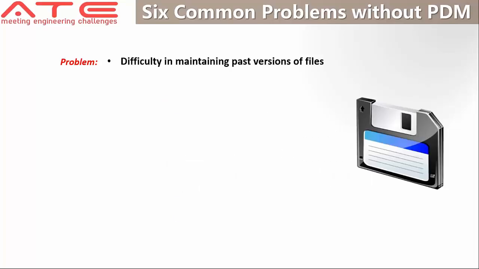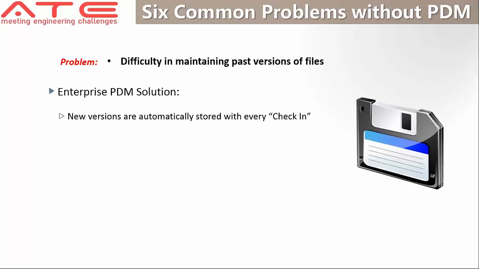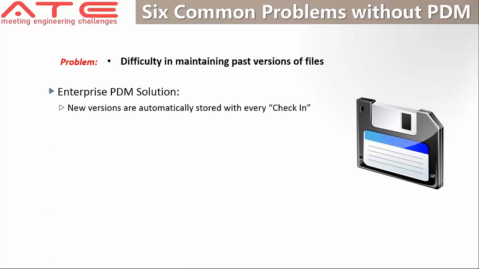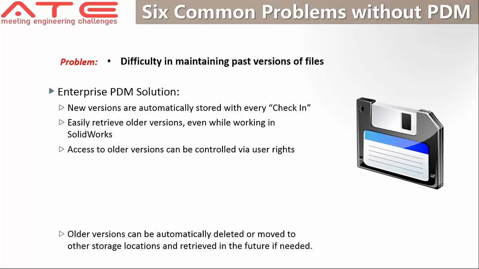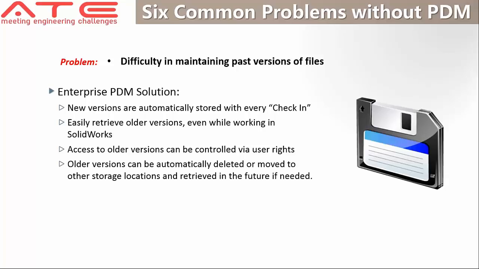So the next one is maintaining past versions of files. New versions are automatically added when the files are modified and checked into the server, and SolidWorks can easily retrieve all the versions while working in SolidWorks. And access to older versions can be controlled by user rights. So you can go back to any version at any time when you have the user rights to roll back. So you can automatically delete it or move it to a storage location where it doesn't occupy your storage memory.